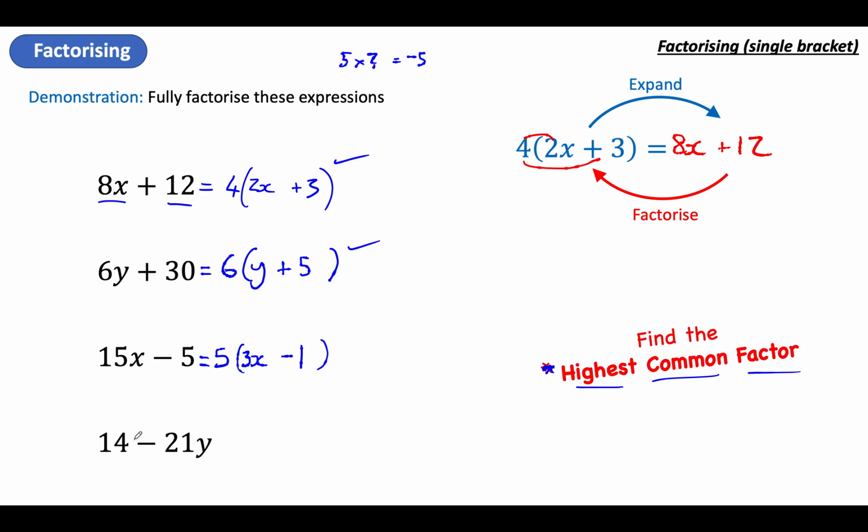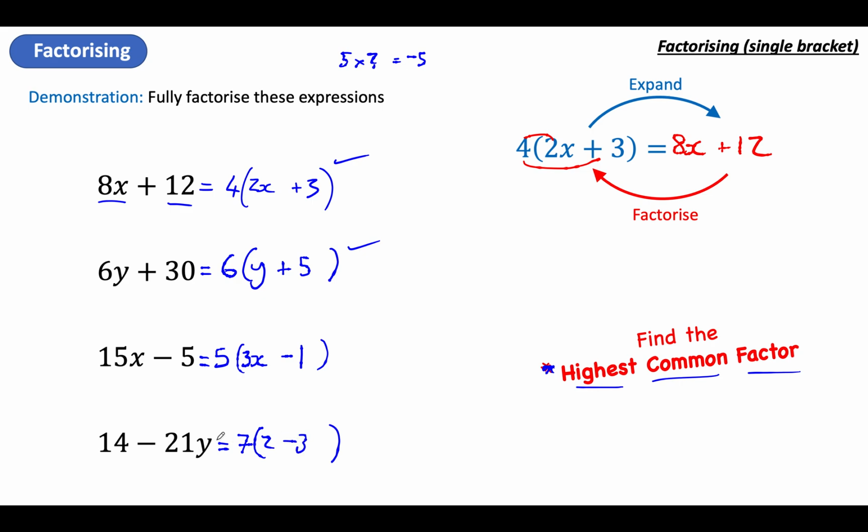Right, biggest number that divides 14 and 21. That would be 7. They don't share anything else, no other letters shared, so open up my bracket. I need to make 14, starting with 7. So what do I times it by? I times my 7 by 2 to make 14. Then I need to make 21y. So 7 times 3 would make 21.